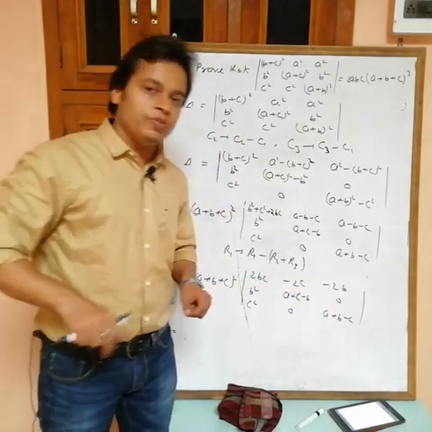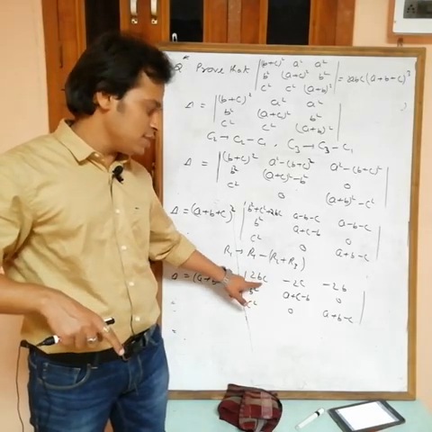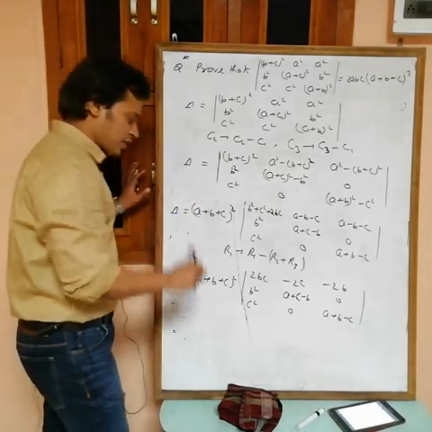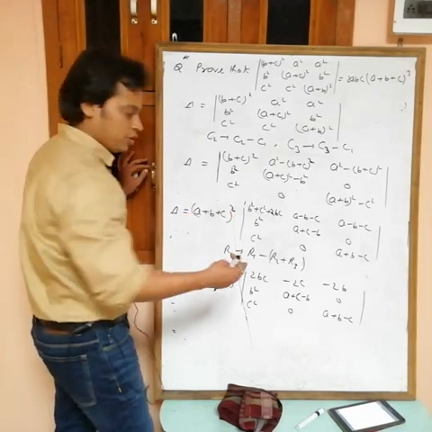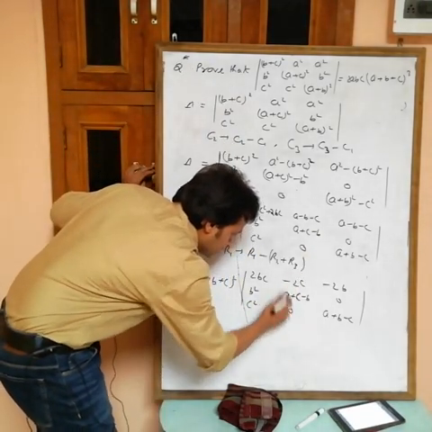To convert minus 2b into 0, what do you want? Plus 2b. So divide this one with c and then add. Okay, so see, I am making both as 0. I want two 0s in one row or one column now. So in R1 I am converting two 0s. So see, this is C2.